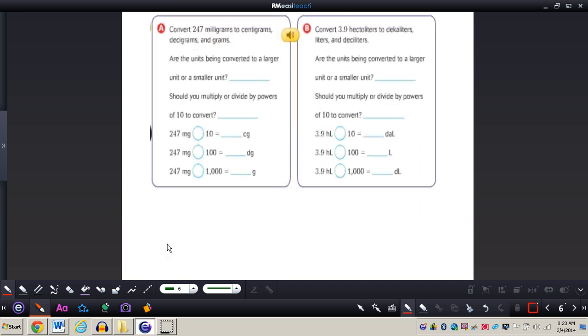Now what we need to do is turn to page 424, and let's work on sections A and B together. It says convert 247 milligrams to centigrams. Since we are dealing with grams, that is dealing with weight. Are the units converted to a larger or a smaller unit? I'm going from milligrams to centigrams, so that is going from a smaller to a larger. I'll just write larger here.